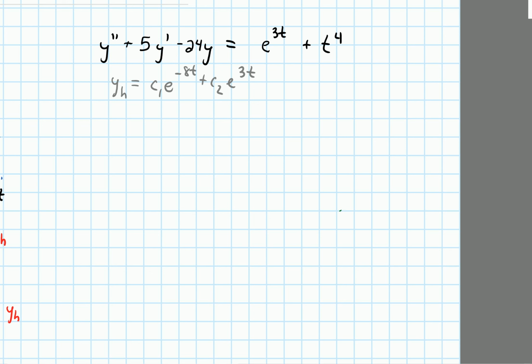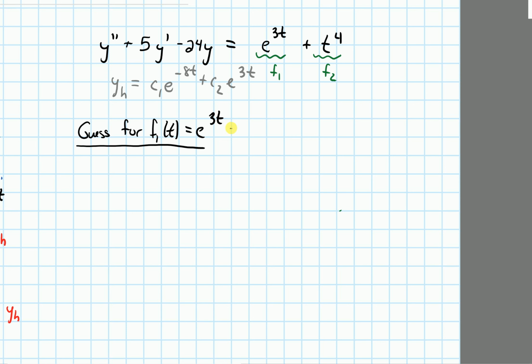Okay, so now I need to guess a form for the particular solution. So notice that the right-hand side is the sum of functions of two different types. So I'm going to call this first exponential function f1 and this polynomial function f2. All right, so we need to formulate a guess for each piece. So I need to form a guess for f1 of t. So f1 of t is e to the 3t.